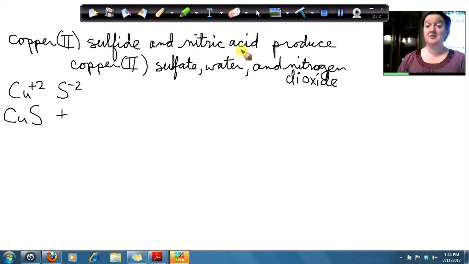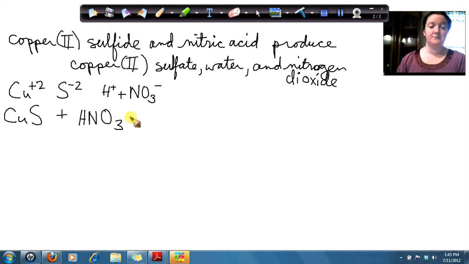Now we know that nitric acid is coming from our nitrate ion, and acid means that I have a hydrogen attached, so I have hydrogen plus my nitrate ion, which has a -1 charge. Hydrogen has a +1, nitrate has a -1, so together we have HNO3 for nitric acid, and that is yielding copper 2 sulfate.